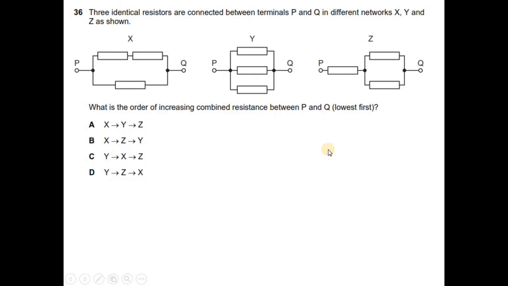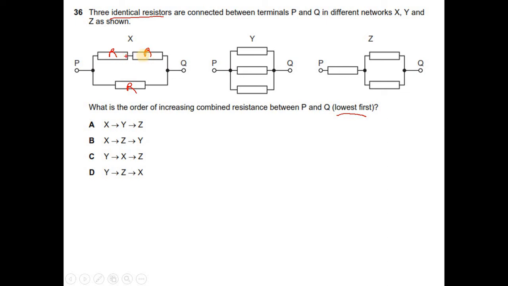36. Three identical resistors are connected between terminals P and Q in different networks X, Y and Z shown. What is the order of increasing combined resistance between P and Q, lowest first? Okay, it's quite an easy question. You figure out the total resistance of each circuit. Because they are saying identical resistors, if this is R, R, and R, all resistors are the same. So the combined resistance of X.